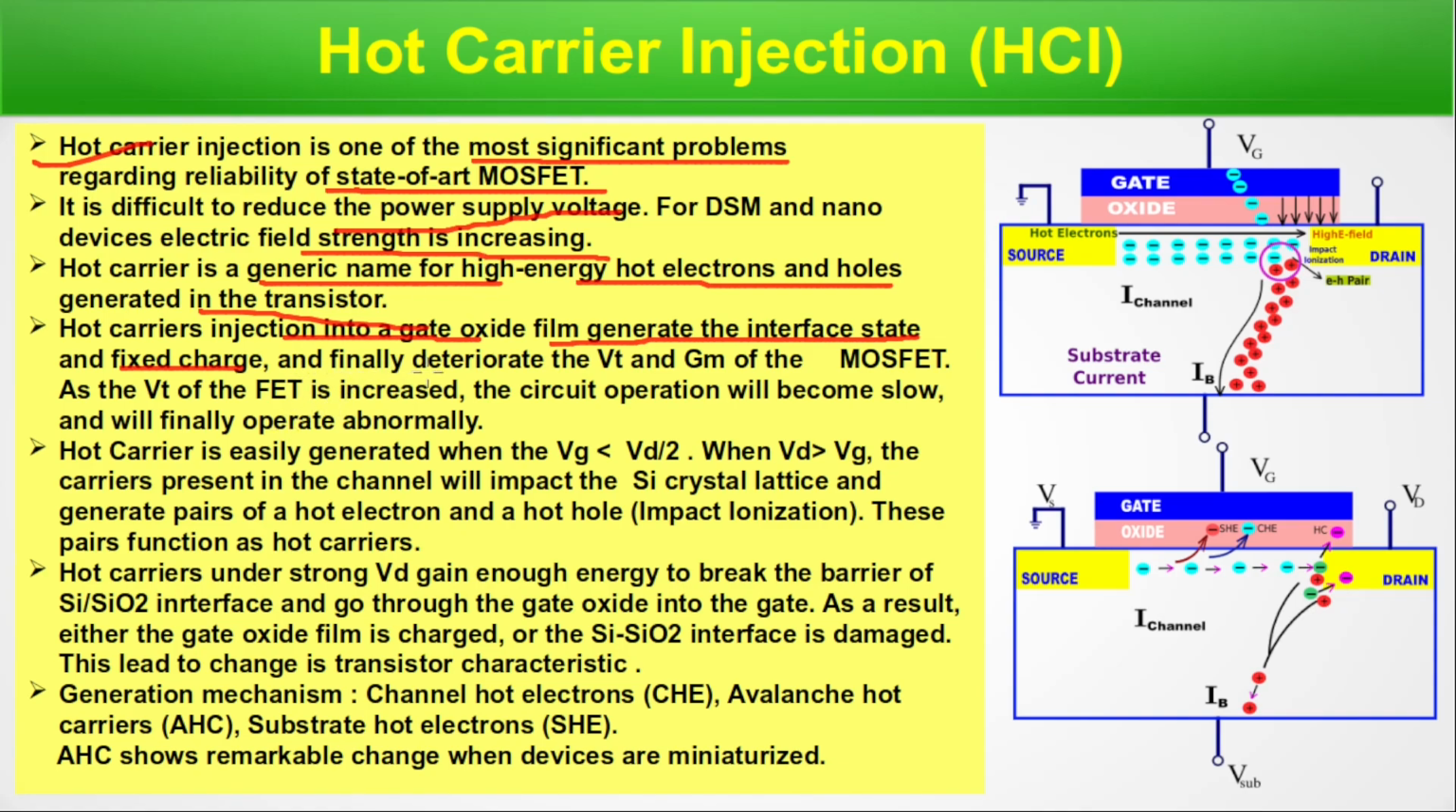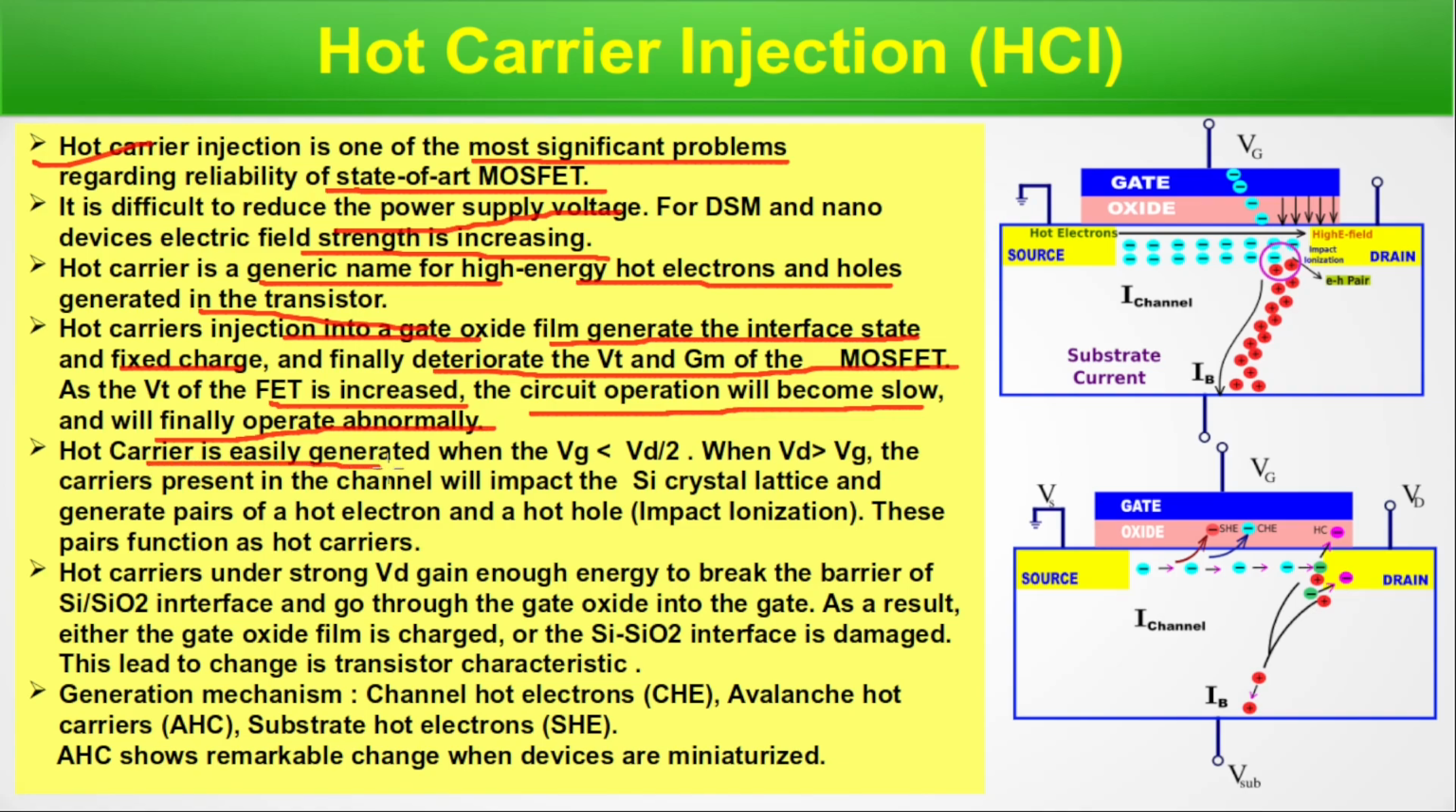And finally it deteriorates the VT and GM, that is the transconductance of the MOSFET. As the VT of the FET is increased, the circuit operation will become slow and will finally operate abnormally. If VT is high, it will take a higher voltage to turn on. It will take more time to turn on. So if it takes more time, the circuit cannot match the final timing.